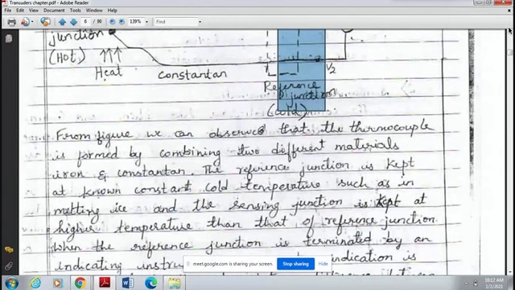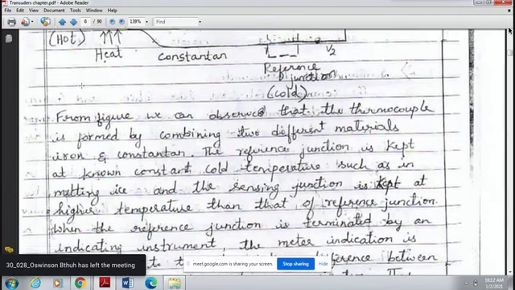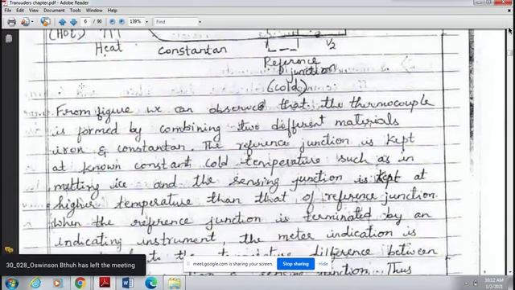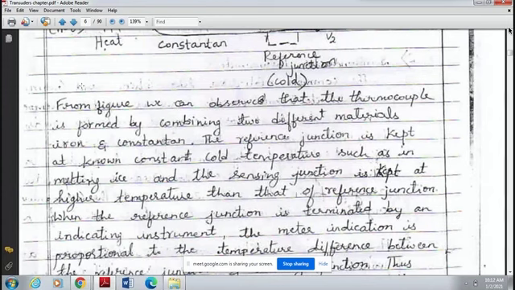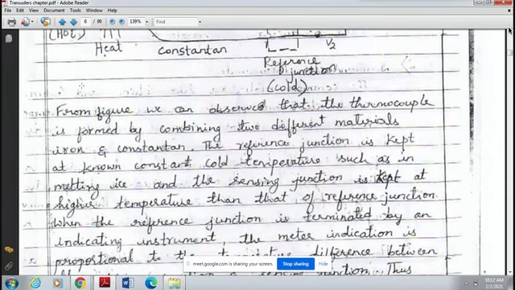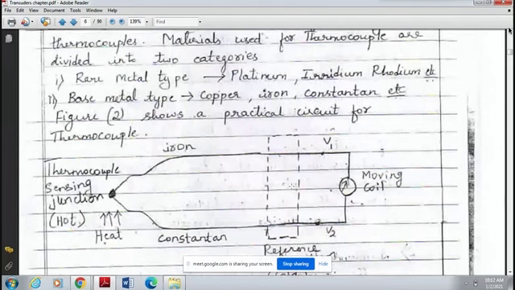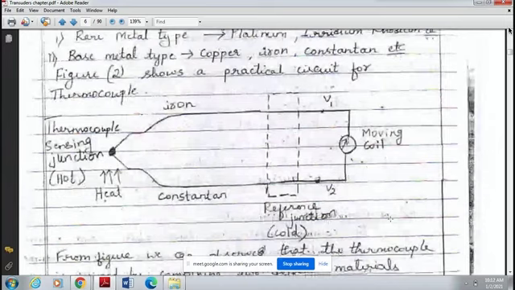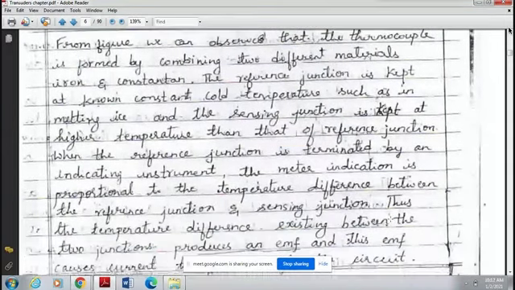The sensing junction is kept at a higher temperature. This part is kept at a higher temperature than the reference temperature. So whatever temperature is here, some temperature higher than this reference temperature will be kept at this sensing junction. Here you can see when the reference junction is terminated by an indicating instrument. Initially it will be kept at an open condition. It can be terminated by connecting a meter here. Any indicating meter you can connect here.